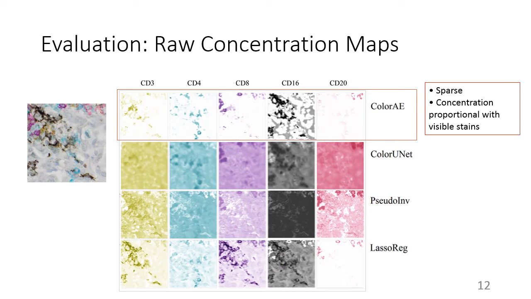On the other hand, the concentration maps from ColorAE show higher quality. They exhibit both sparsity and that the concentration values are proportional with the visible stains in the image.